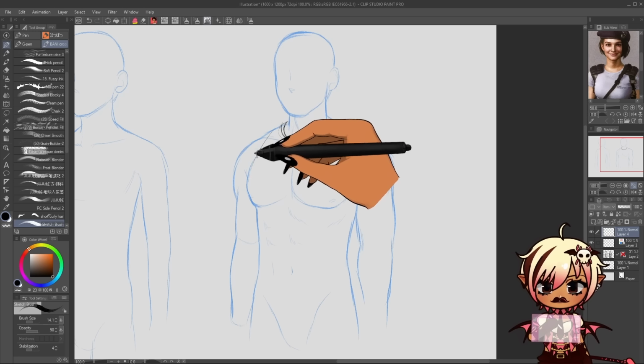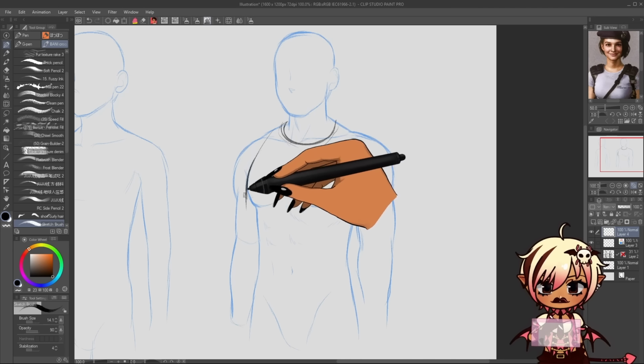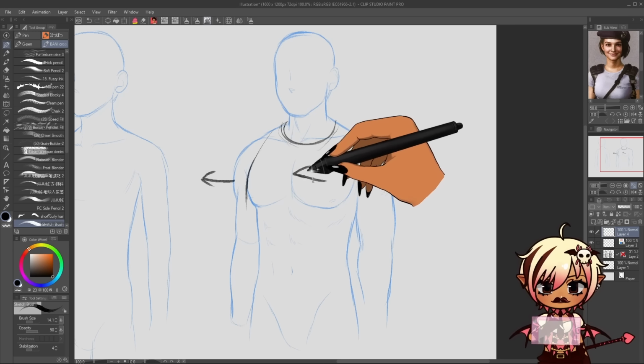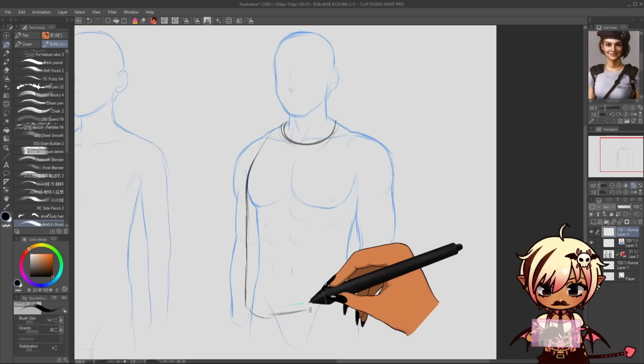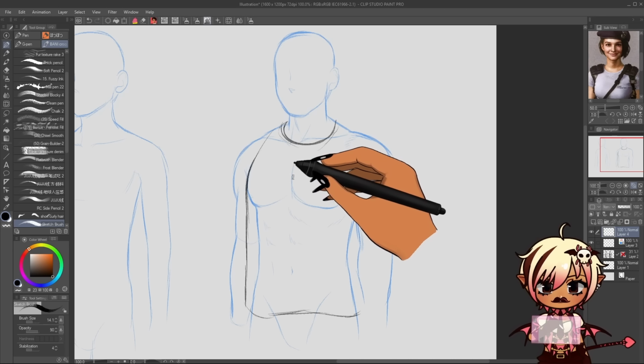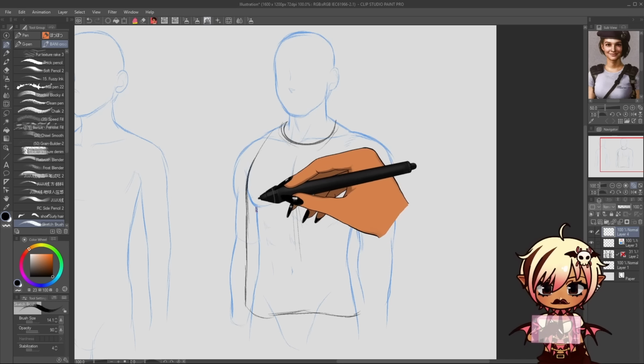For the character with a defined chest, the chest is going to pull the shirt forward a bit, which has a reaction of lifting the front slightly. Remember, every action will have a reaction. This will make the fabric a bit tighter around the chest too, which will have the reaction of making it fit looser on the stomach.